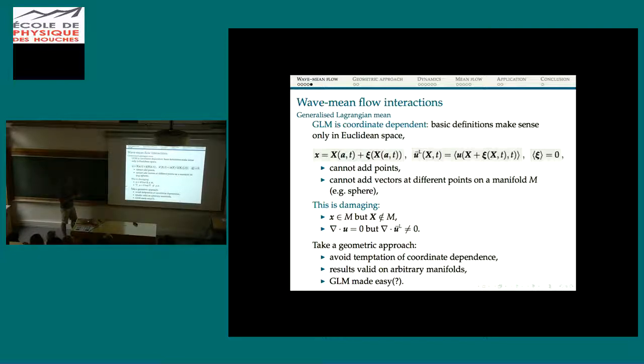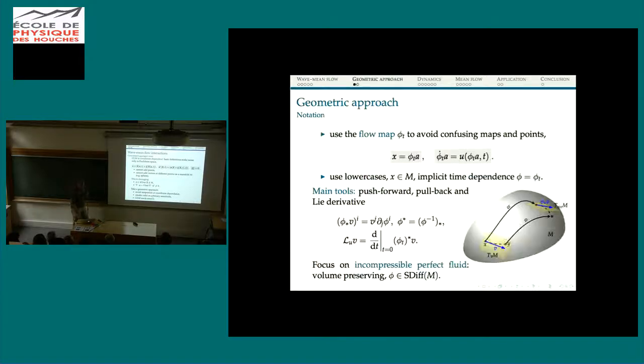Okay, so the idea we had is to try a geometric approach, trying to cook up a theory to build an analog of GLM in a way which is coordinate independent. So one motivation is that the results will be valid on a manifold. That's not so exciting, perhaps. Another motivation is that we are going to be able to see when we make choices which are coordinate dependent and try to avoid those. And then the third one, which is more debatable, is that it makes GLM easy. I'll leave you to decide this.